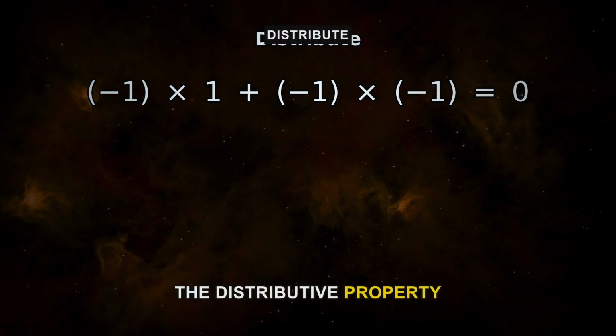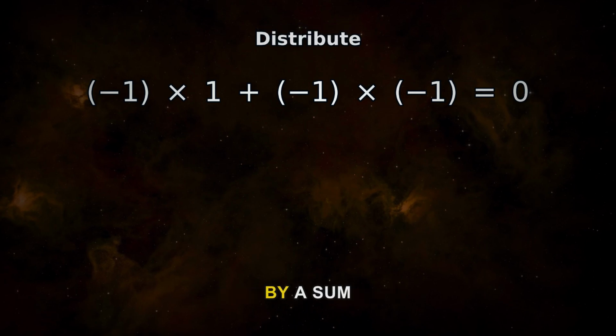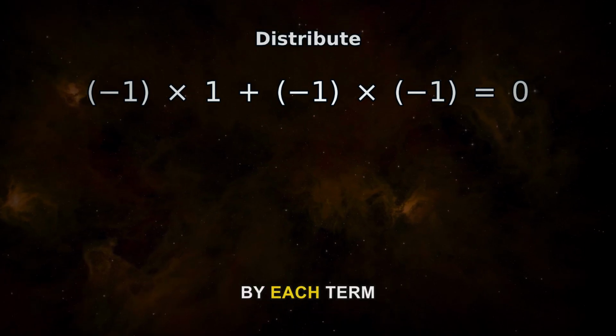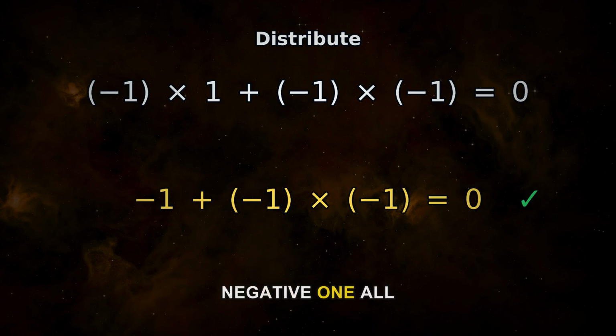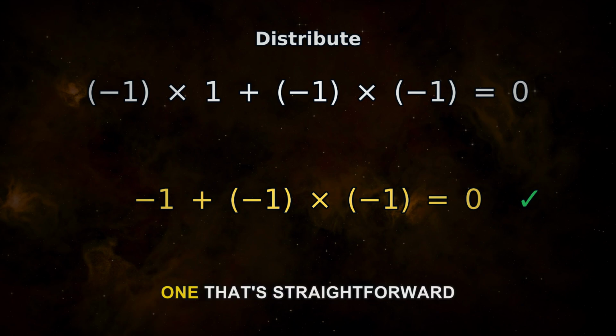That second product, -1 times -1, is still the mystery term. But notice, we've isolated it. It's sitting there by itself, and we know the entire equation equals 0. We're one step away from the answer. Now we solve. We have -1 plus some unknown quantity, and that sum equals 0. This is basic algebra. What do you add to -1 to get 0?